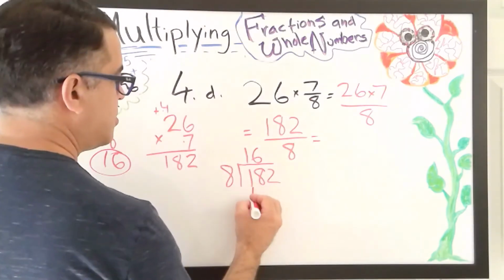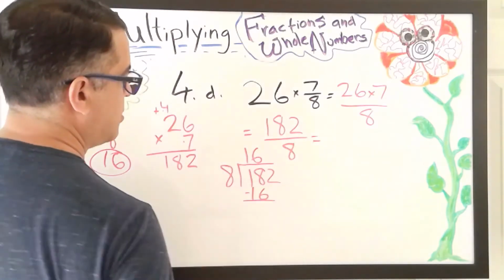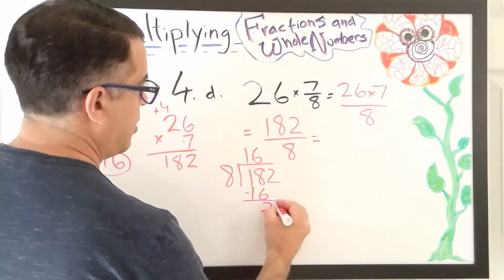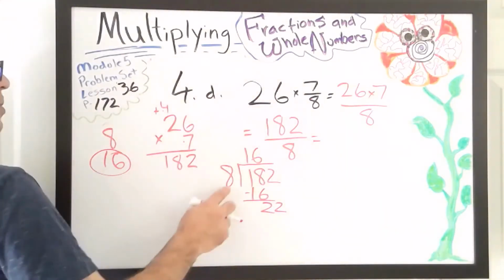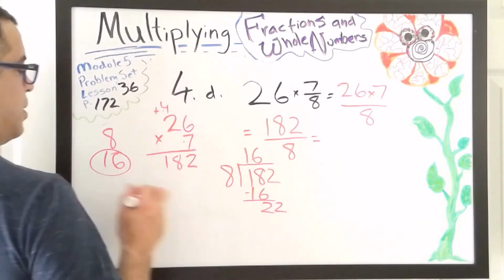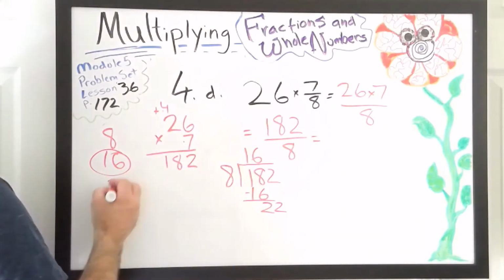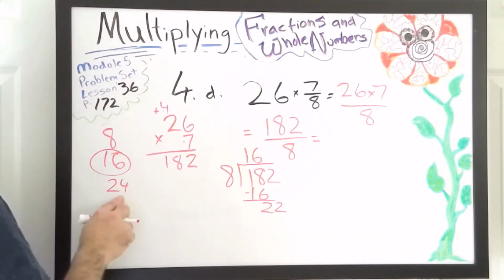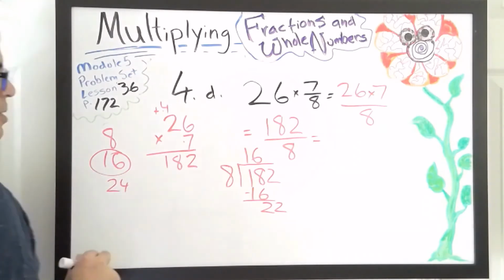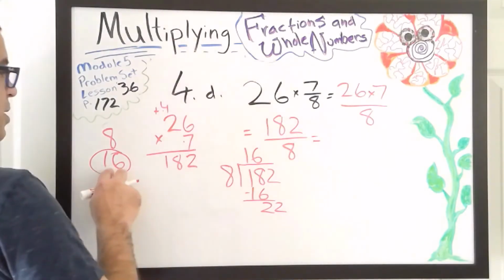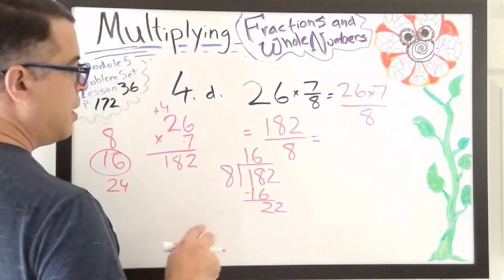So I write 16 here, and I subtract, and I write 22. And now we're asking how many sets of 8 are in 22? Well, again, 24 is too big. 3 times 8 is 24. We've got to stick with the 16 here. Oh, I did this wrong.